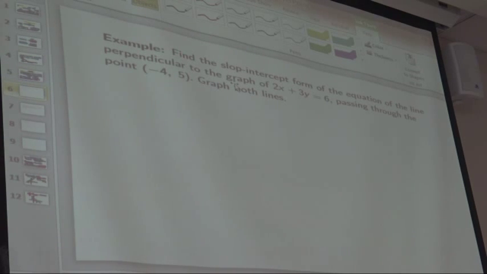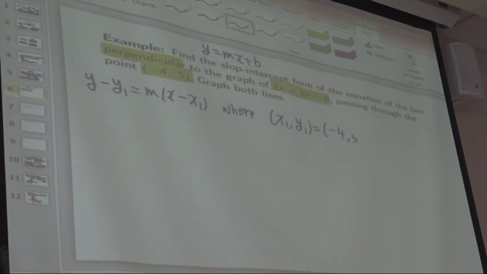Now we're going to find the slope-intercept form, which is again y equals mx plus b. So we are going to change the final solution into y equals mx plus b. And it said it is perpendicular to this and passing through the given point. So we still use the same thing. Y minus y1 equals m times x minus x1, where a point x1, y1 is given as negative 4, 5. Now we have to find the slope m. To find the slope m, we have to use the information that this line is perpendicular to the given line.